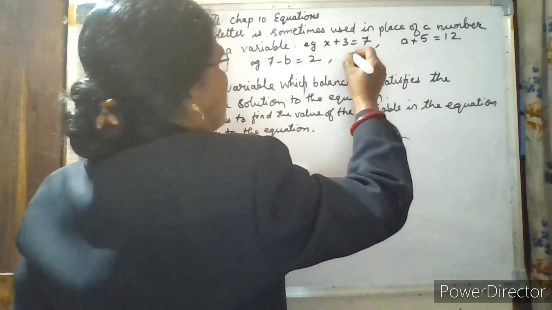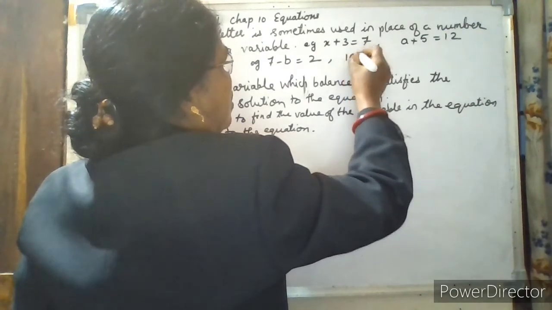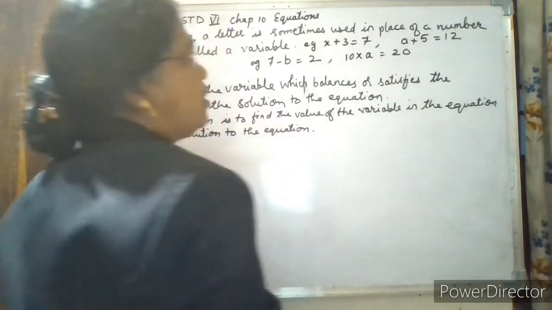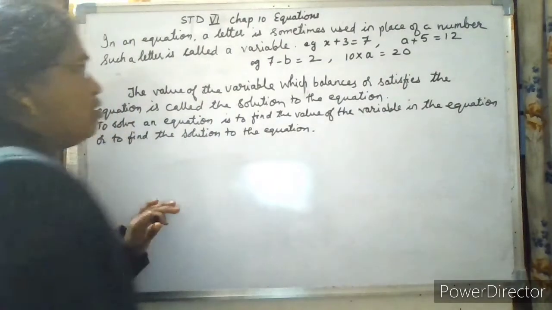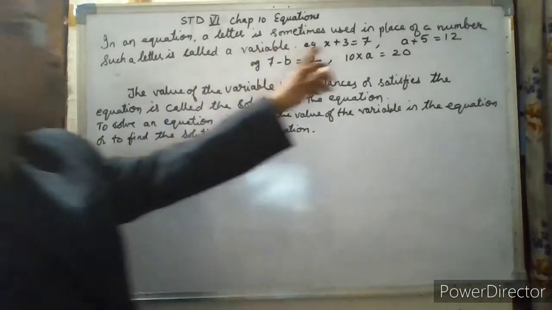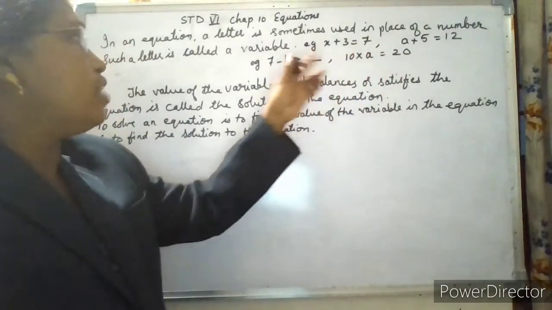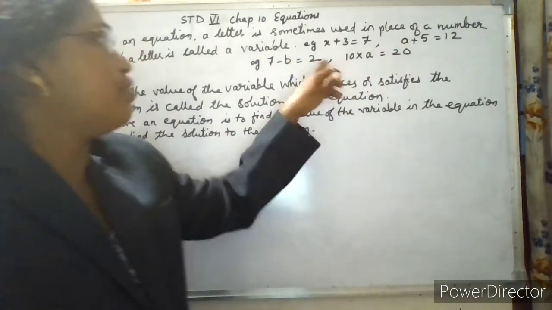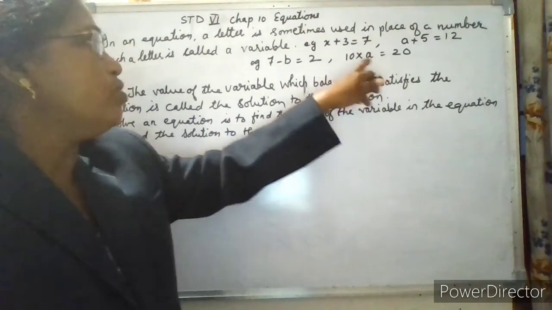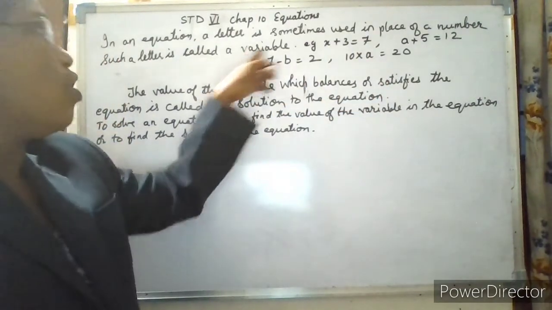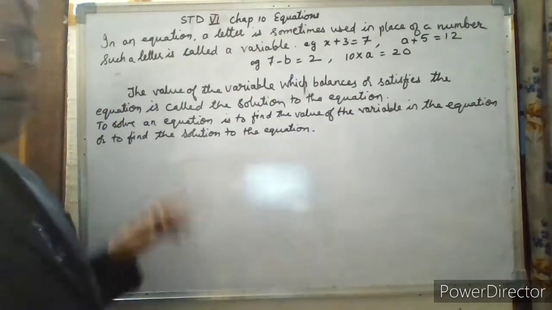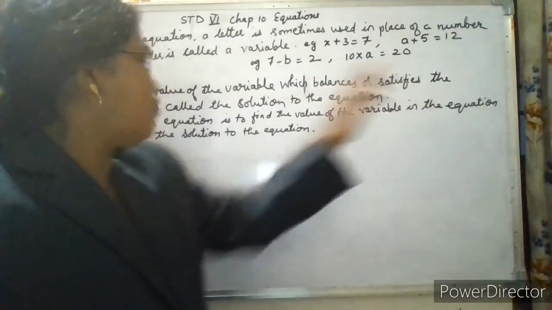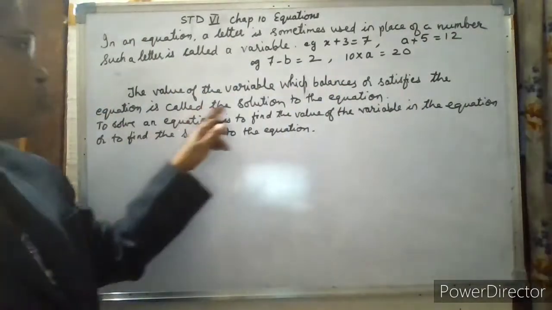Next one, 10 into a equal to 20. a is a variable. So wherever in an equation a letter is used and the value is unknown, then that letter is called a variable. Now, the value of the variable which balances or satisfies the equation is called the solution to the equation.